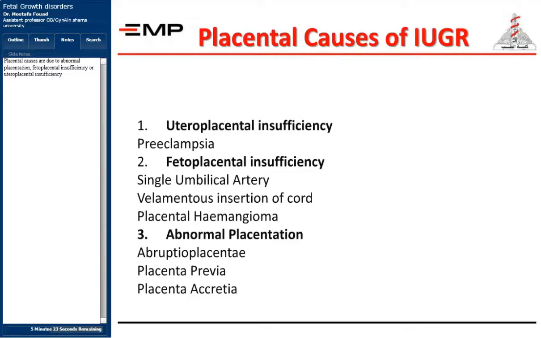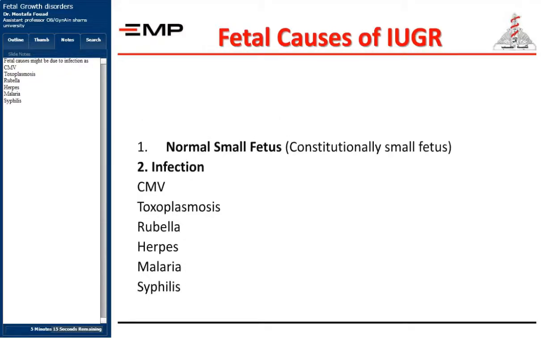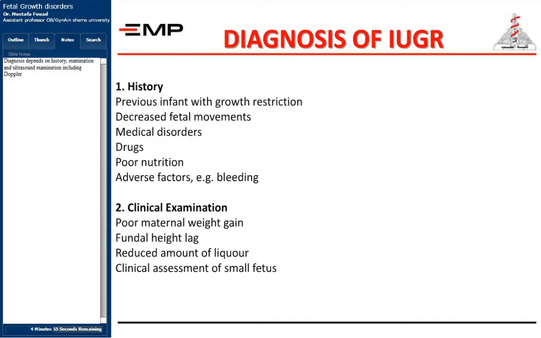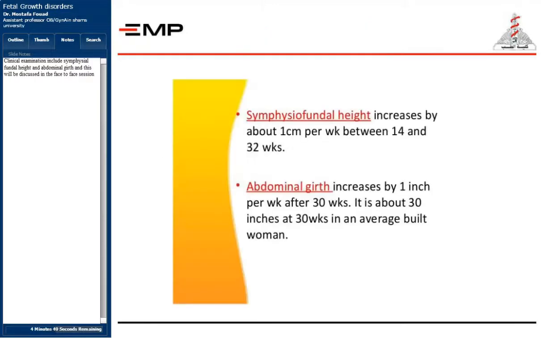Placental causes are due to abnormal placentation, fetoplacental insufficiency or uteroplacental insufficiency. Fetal causes might be due to infection such as CMV, toxoplasmosis, rubella, herpes, malaria, syphilis. It might be due to chromosomal anomalies, fetal malformations and multiple pregnancy. Diagnosis depends on history, examination, and ultrasound examination including Doppler. Clinical examination includes symphysial fundal height and abdominal girth, and this will be discussed in the face-to-face session.